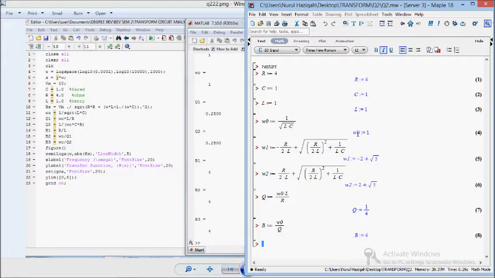And what can we see from the answer? The frequency resonant or omega node is equal to 1, which is the same as the answer in the MATLAB. And the quality factor Q is 1/4, which is also the same as the MATLAB, which is 0.25. And the last one is bandwidth. The bandwidth that we get in the Maple is equal to 4. Still the same answer we get in the MATLAB.